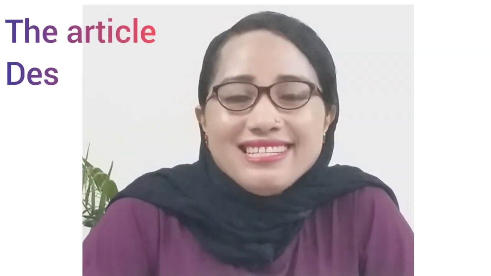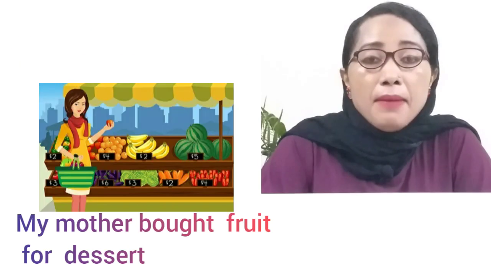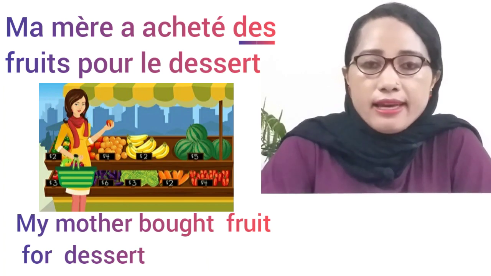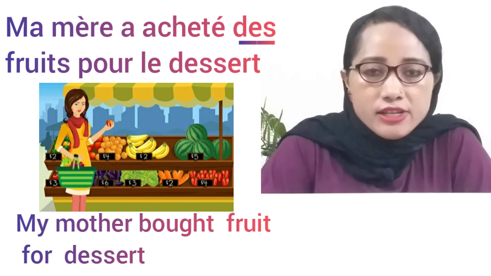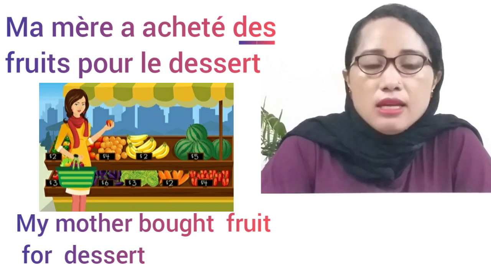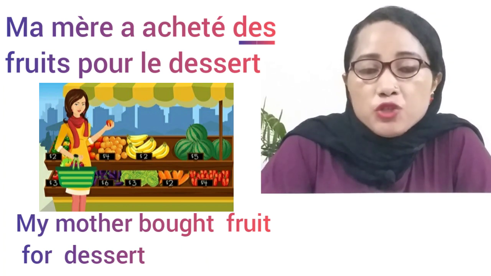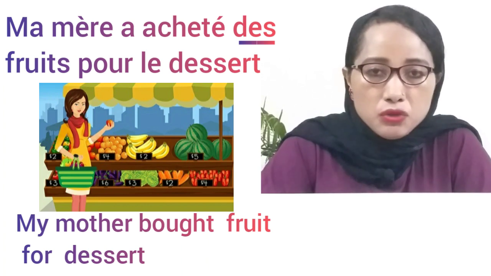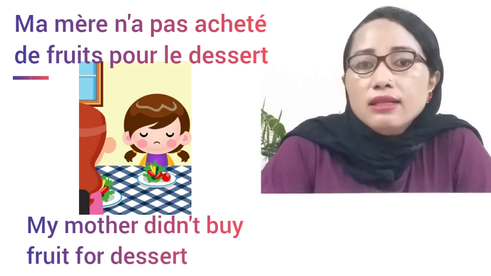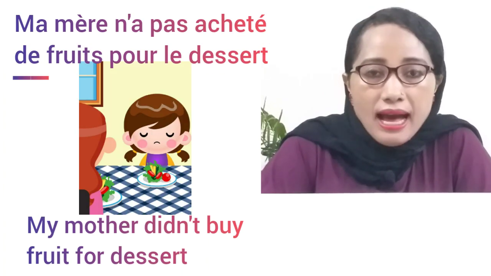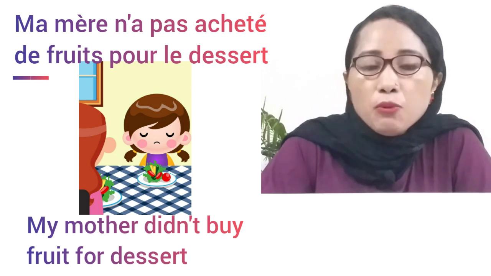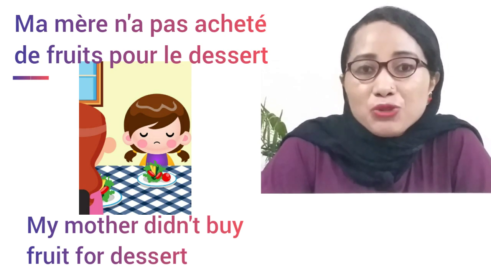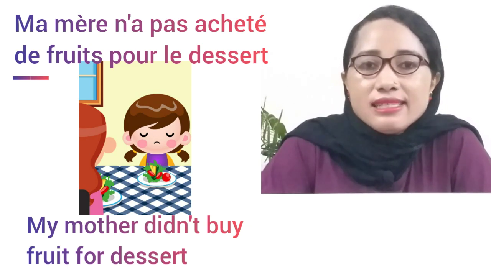So now let's see the article des. Ma mère a acheté des fruits pour le dessert, right? Now, how will you change it into a negative sentence? As I told you, it becomes de. Now it will become: ma mère n'a pas acheté de fruits pour le dessert.